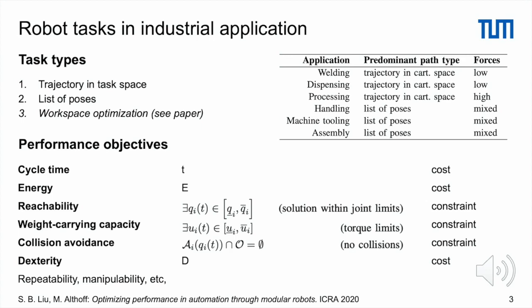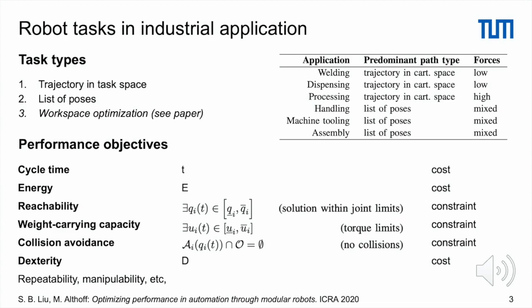When looking at robots in industrial applications, we mainly regard the following three task types. First, the task can be a trajectory in task space. Examples here are welding, dispensing, or part processing. Secondly, the task can be a list of poses. Examples are parts handling, machine tooling, assembly, or the spot welding task from the previous slide. If no path is available, one can also do a workspace optimization, which we do not go into detail in this video.